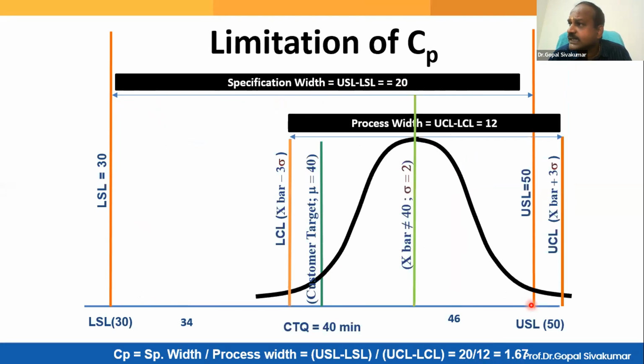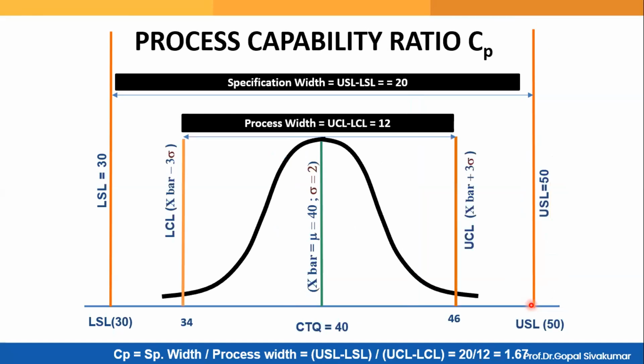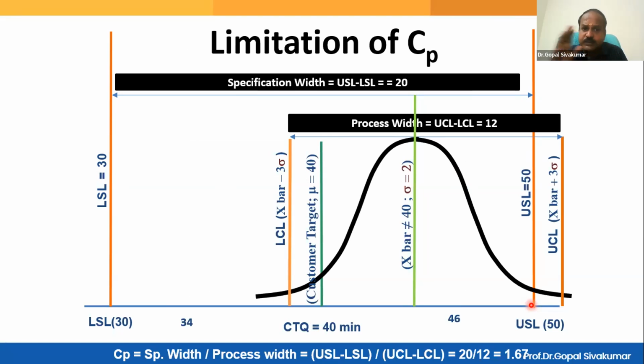Now the situation is changed. What happened now? Earlier it was like this. The process is shifted to the right. But now also the specification width is 20 and the process width is 12. Now Cp still remains 1.67. Does it mean my process is capable now also?